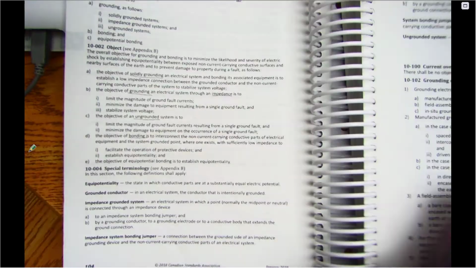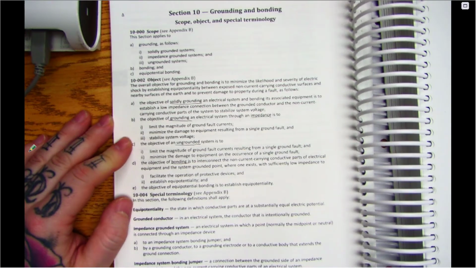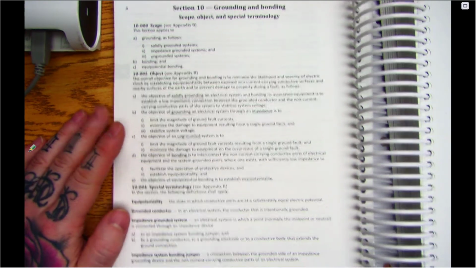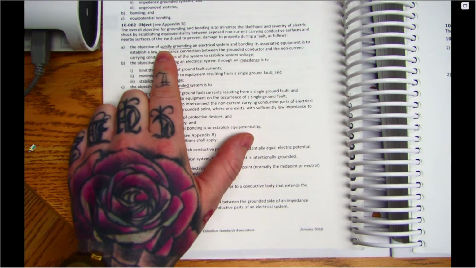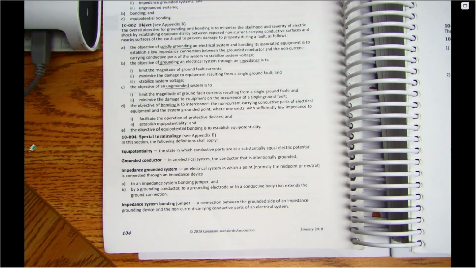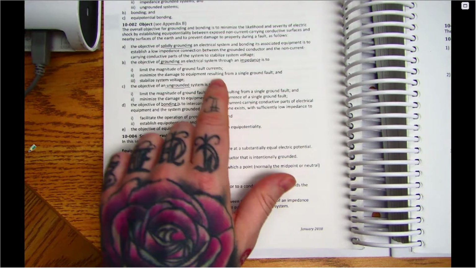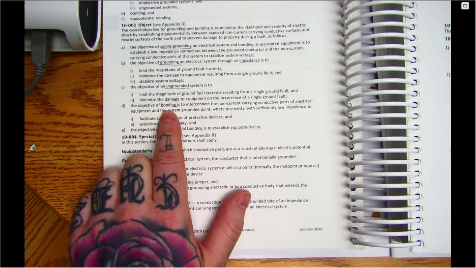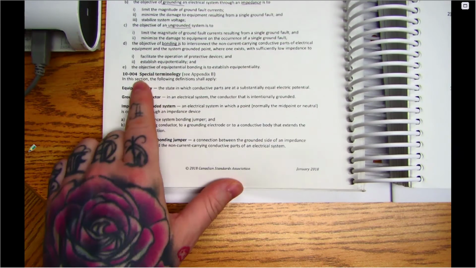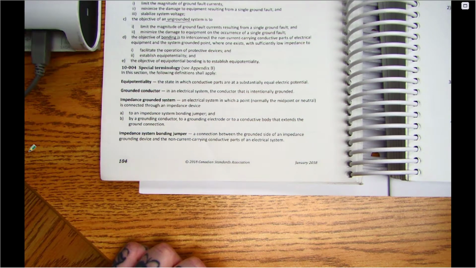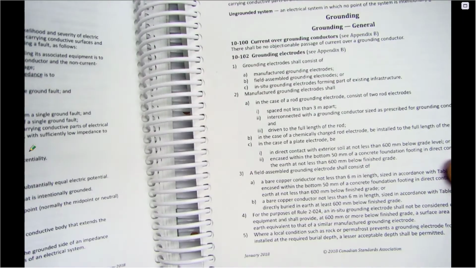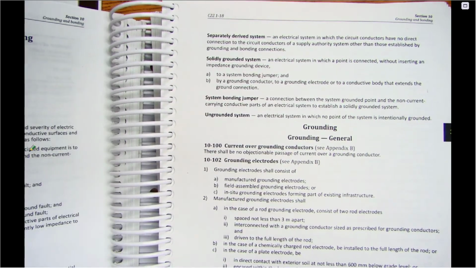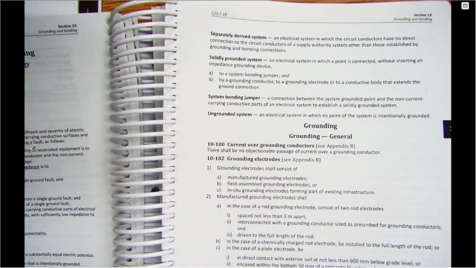Again, there was a rewrite of this section in this edition of the code. So section 10, grounding and bonding, scope, object, special terminology. This is the rule right here. It tells you the different objectives between being solidly grounded, using an impedance grounding system, ungrounded, and the point of bonding. Okay, and then there is some special terminology here too. If you don't have an understanding of some of these terms, definitely read through them. They're going to be using them throughout the rules specifically, so make sure you understand these terms and what they are.